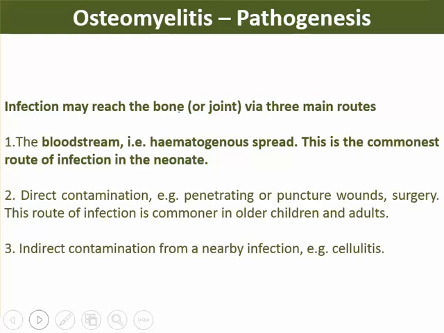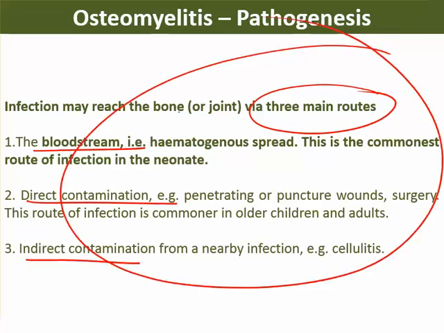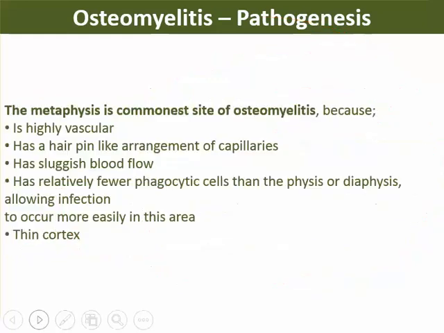So infection may reach the bone via 3 main routes: through the blood, direct contamination, and indirect contamination. I will be asking cases from this area. Okay. So in cellulitis, I gave a history of a diabetic patient, and how the infection can go from there is called indirect contamination. So you should know what types of conditions can produce inflammation of the bone, infection of the bone.